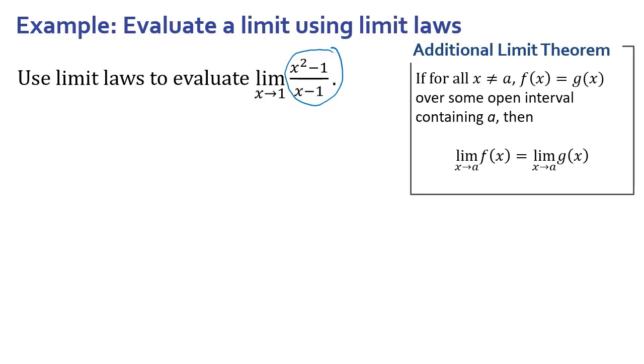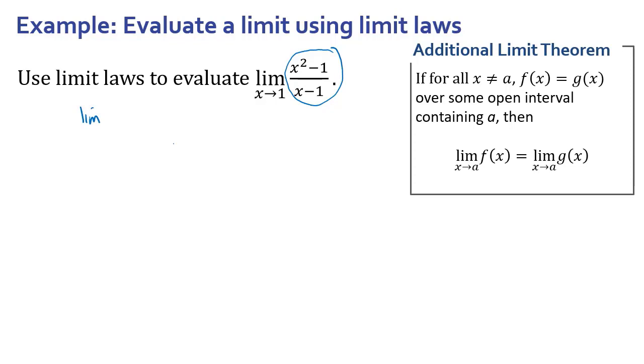If for all x that is not a, f of x equals g of x over some open interval containing a, then the limit as x approaches a of f of x equals the limit as x approaches a of g of x. You're probably wondering, what in the world is she saying here? Well, let me show you in this example, and I think it'll start to make sense.